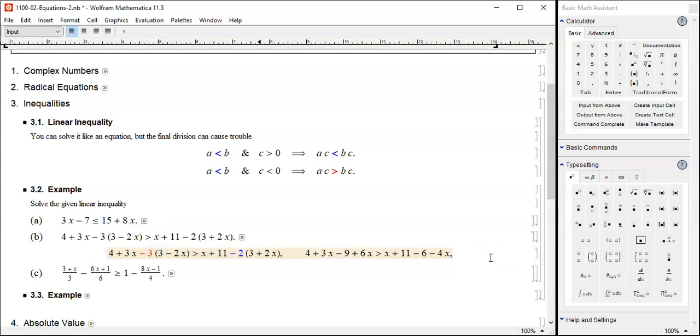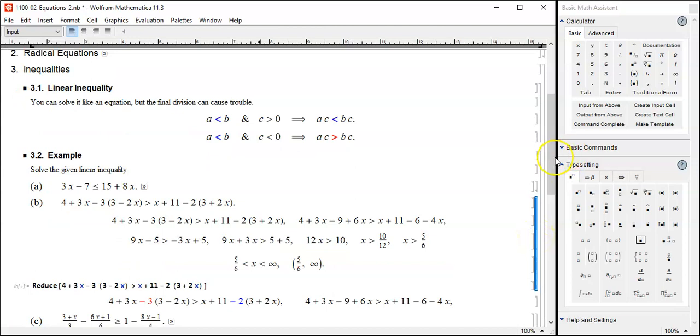Stop the playback and go ahead. If you have difficulty, you can always look up the answer key. And let's go ahead and do that.